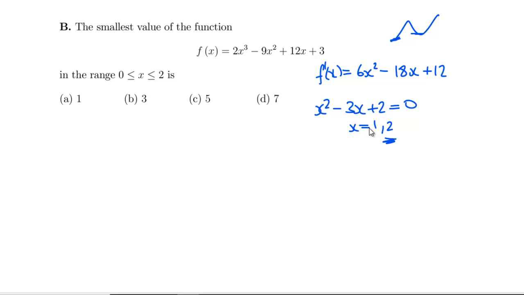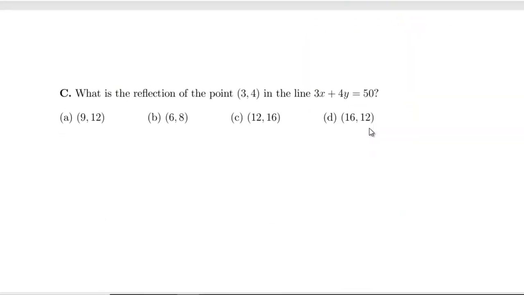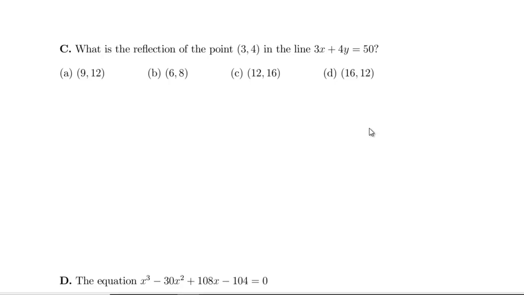So I need to check when x is 0 and when x is 2. When x is 0, I'm getting 3. So that's one option. When x is 2, I'm going to get 16 plus 3 plus 24, and then I'm taking off 36. So that is 43, that's 7. So 3 is best when x is equal to 0. Okay, so that's B.